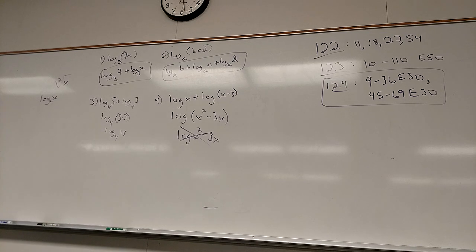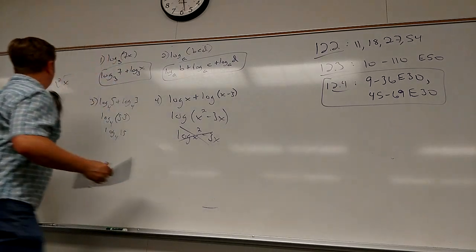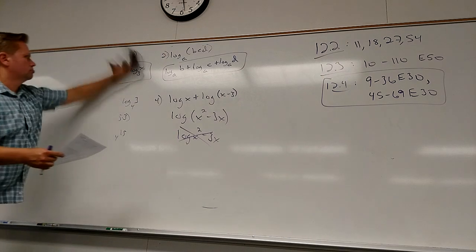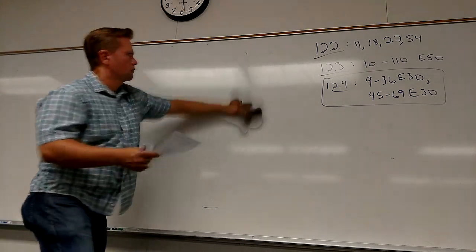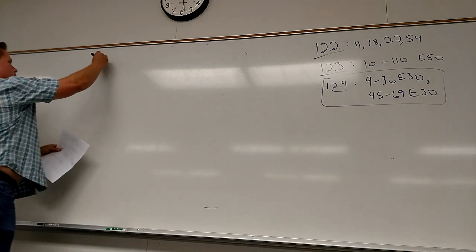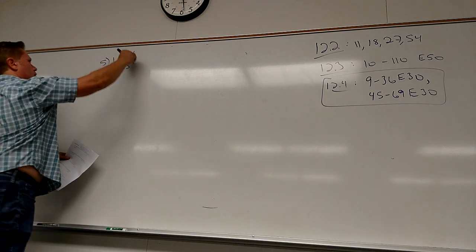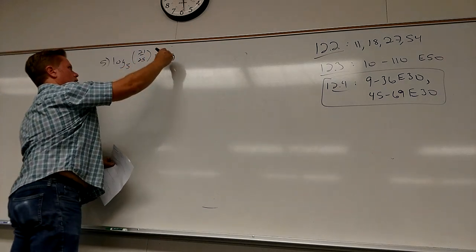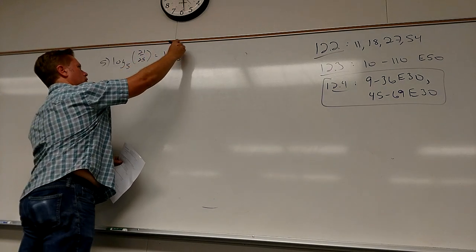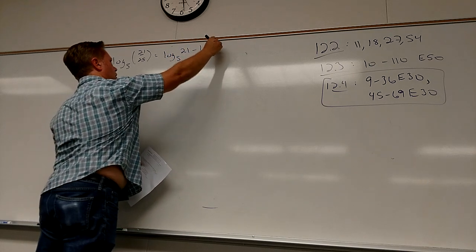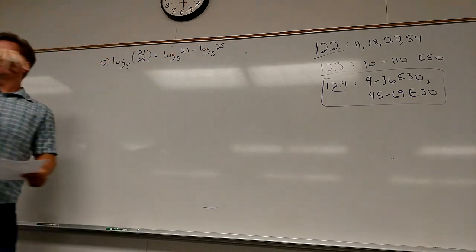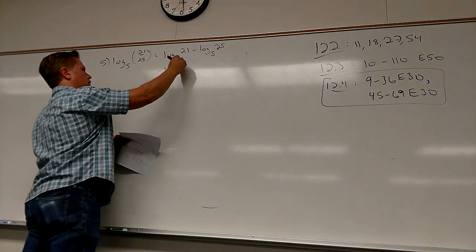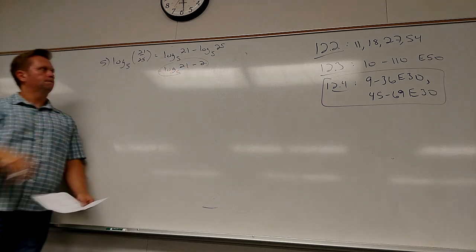Okay. So 5 is the quotient rule stuff. This one I can do something with a little bit. How do I rewrite that? Now these are not like terms, so you can't do that. But what is log base 5 of 25? 2. Okay.